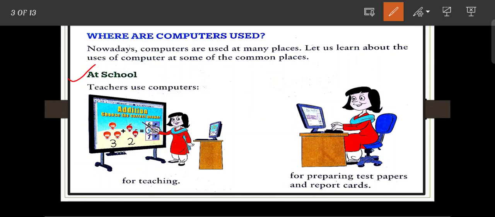The computer is used by the teachers for teaching purpose and also for preparing test paper, which means question paper, and report card, which means result. So teachers use the computer for teaching purpose and also for preparing test papers and report cards. This is the use of a computer at school.